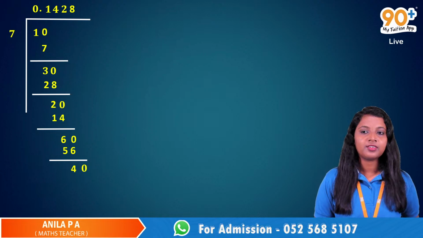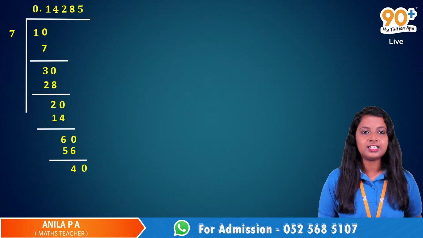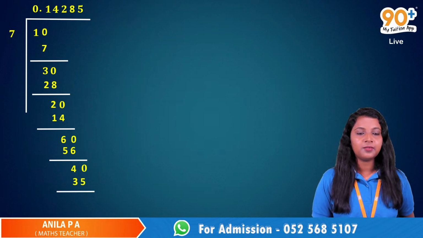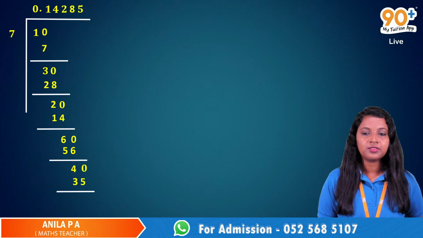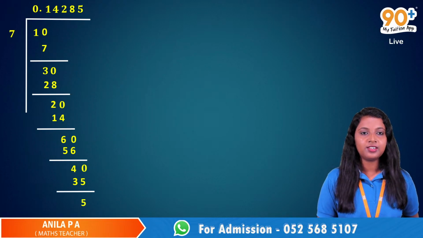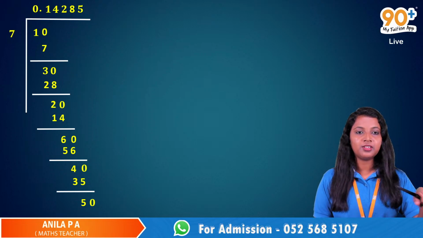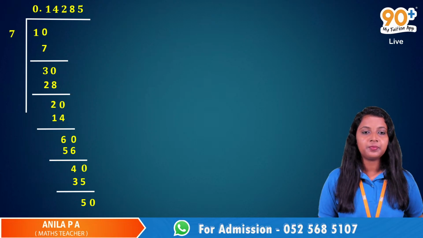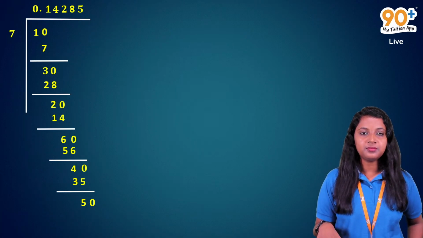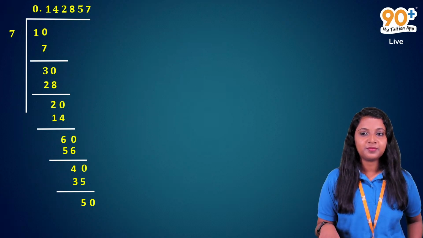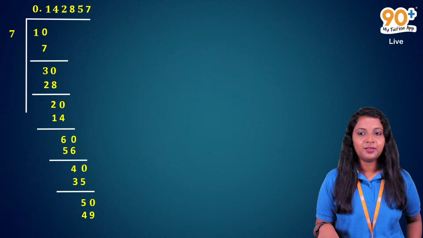And then at the top you will write 5. 7 fives are 35. Remainder is 5. And then next to your 5 you will write 0, so 50. And then at the top you will get 7. And then you subtract 50 minus 49. You get remainder as 1.